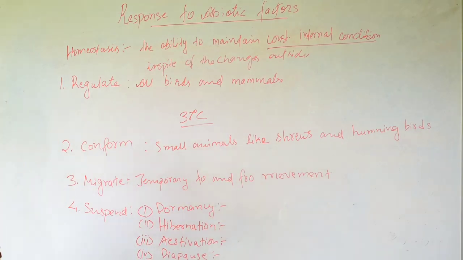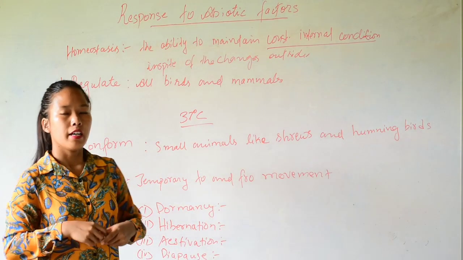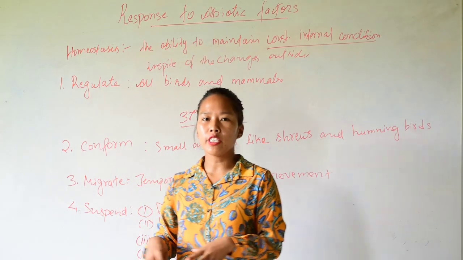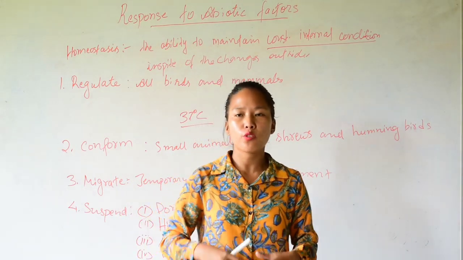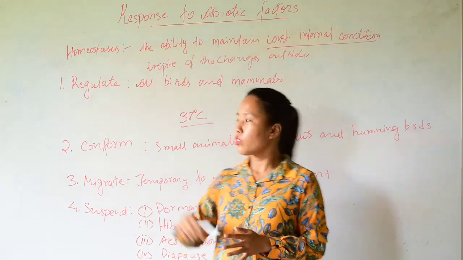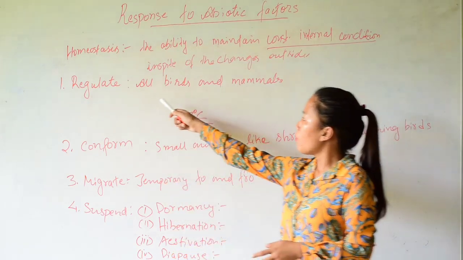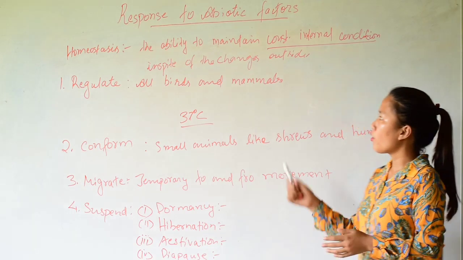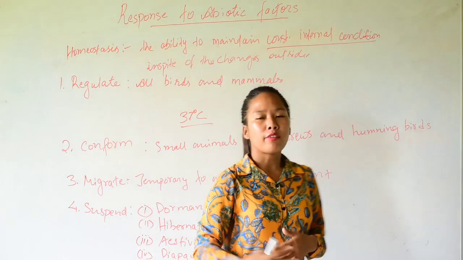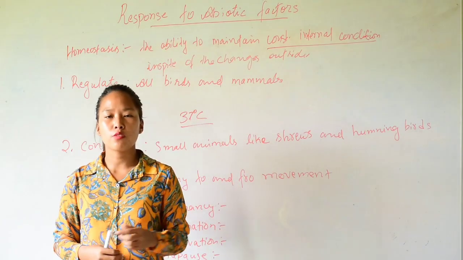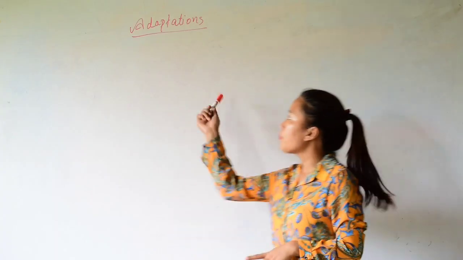Organisms enter this diapause where they suspend all their developmental processes, and then they will resume all their activities only during the favorable conditions. So these are some of the ways or mechanisms that organisms use in response to abiotic factors to survive and then reproduce successfully. Next topic is adaptation.